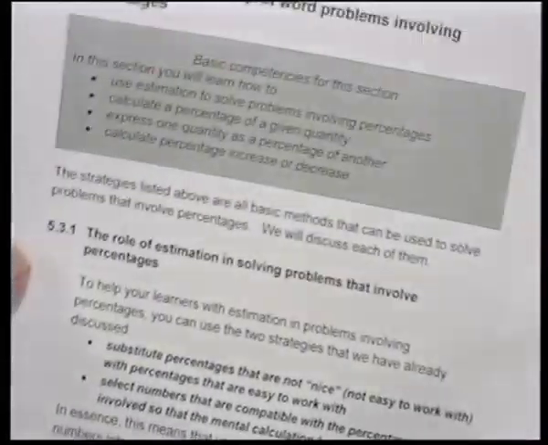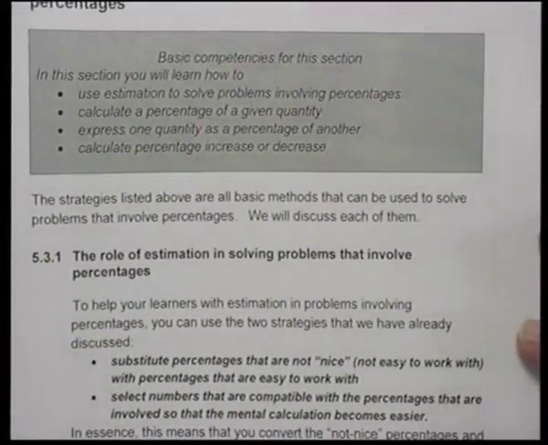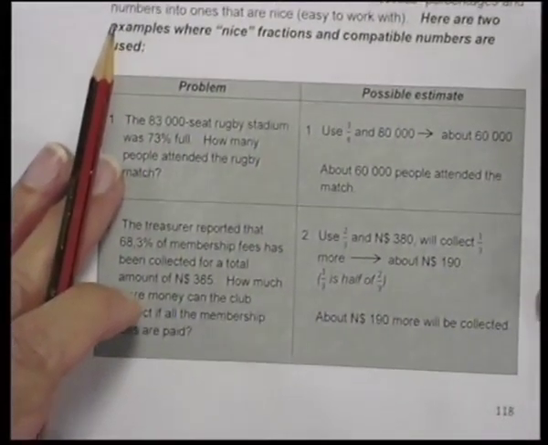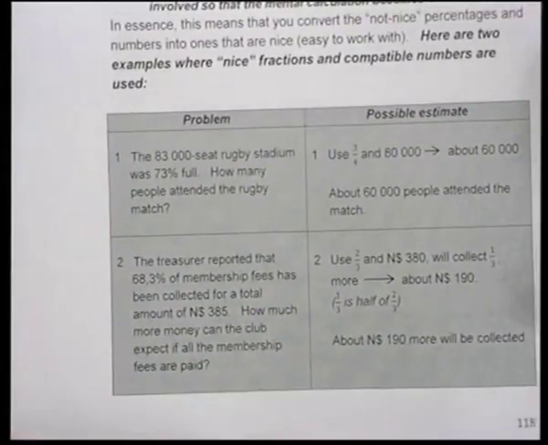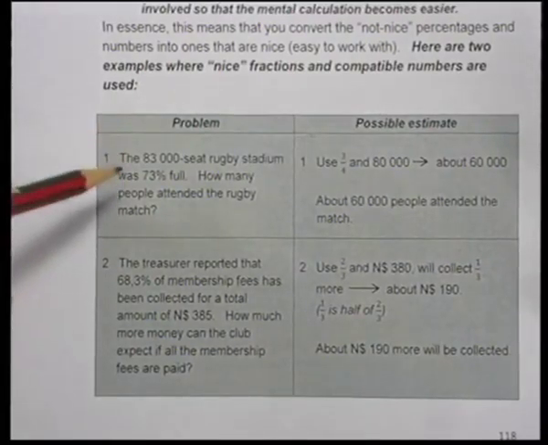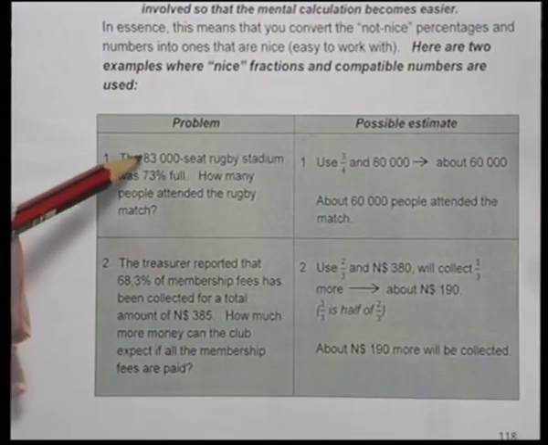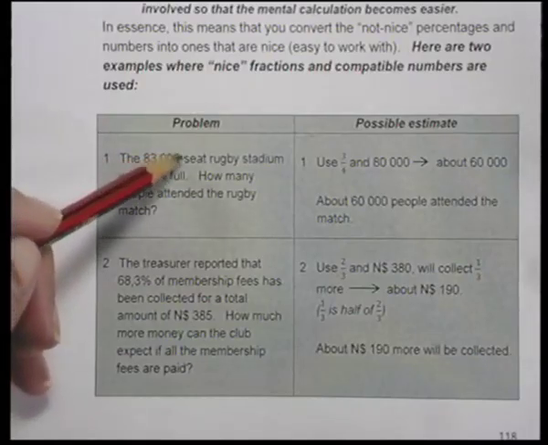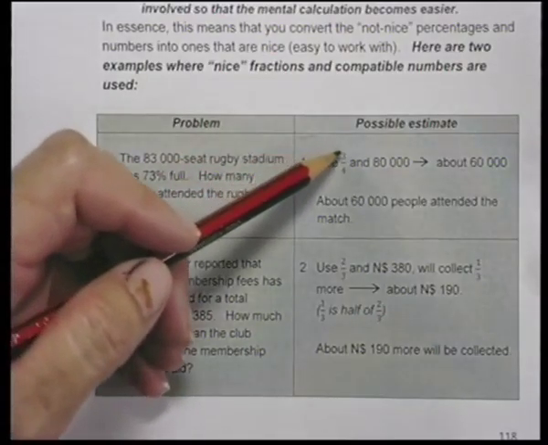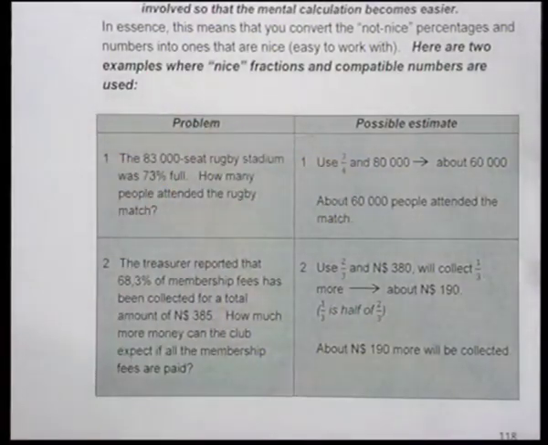And now, the role of estimation in solving problems that involve percentages. Let's look at the first problem here. Estimation is very important to give the learners an idea of what they can expect as the answer. The problem is, the 83,000 seat rugby stadium was 73% full. How many people attended the rugby? So, use 3/4 and 80,000.